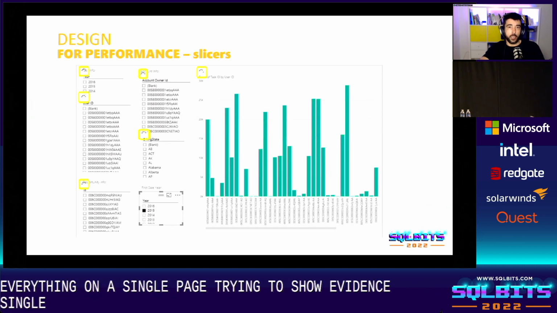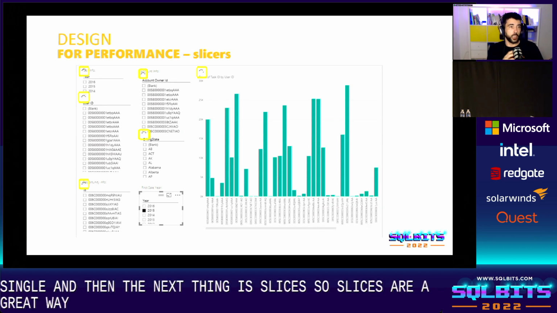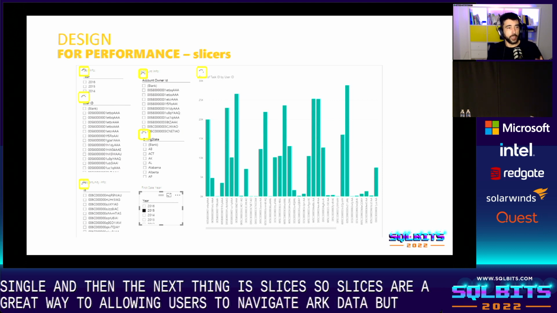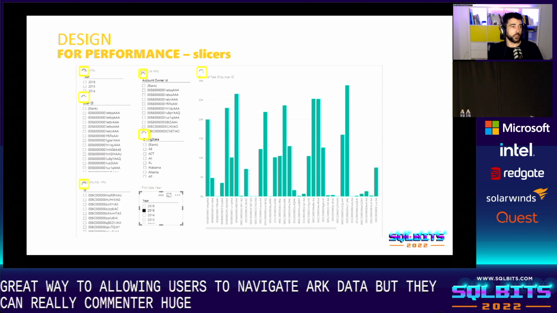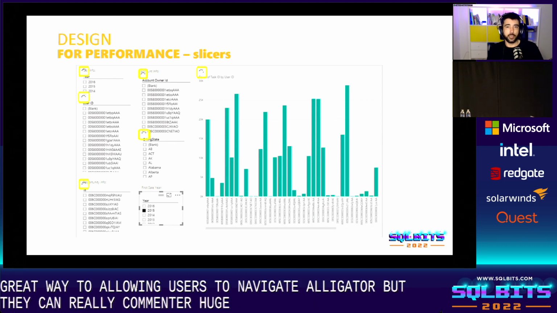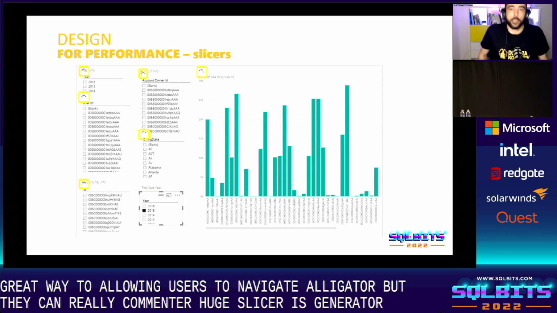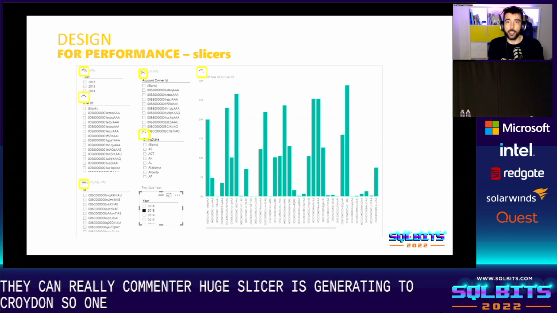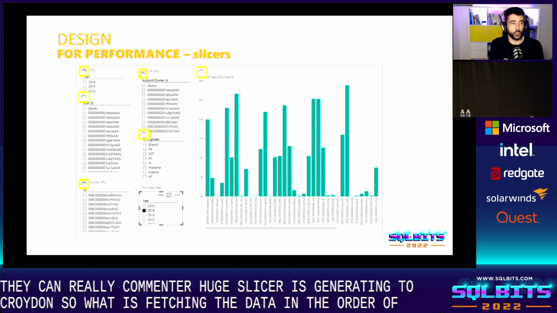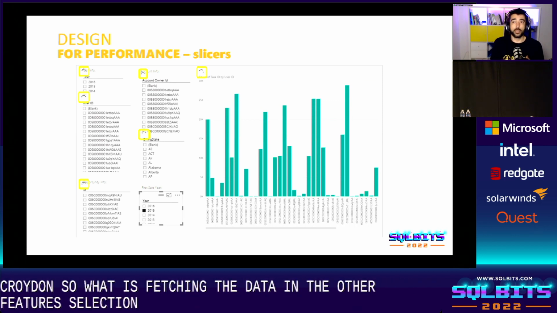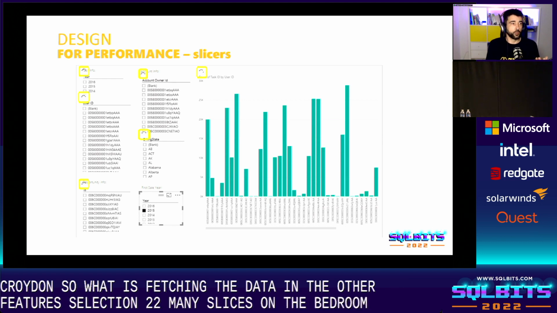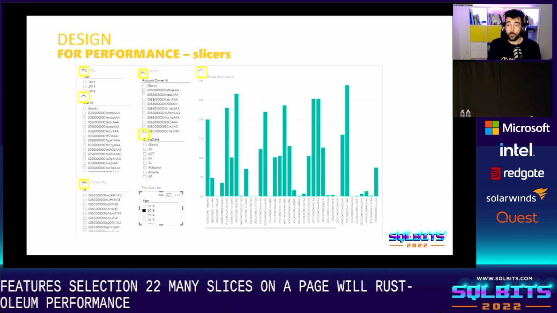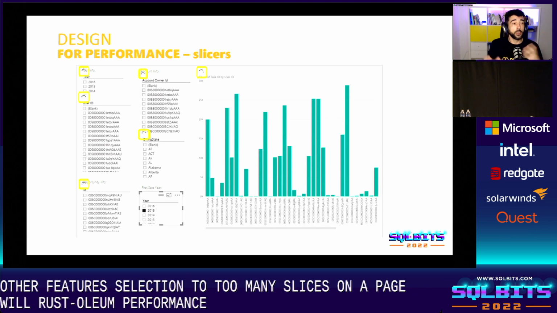And then the next thing is slicers. Slicers are a great way of allowing users to navigate our data, but they can really come at a huge performance cost. Each and every slicer is actually generating two queries. One query fetches the data and the other fetches the selection of the data. So adding too many slicers on a page will drastically slow your performance. And there are multiple ways to handle this.